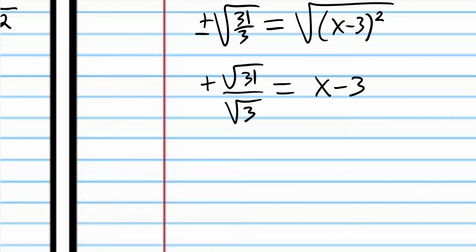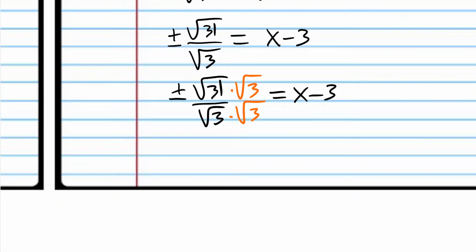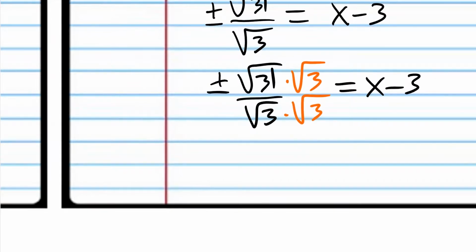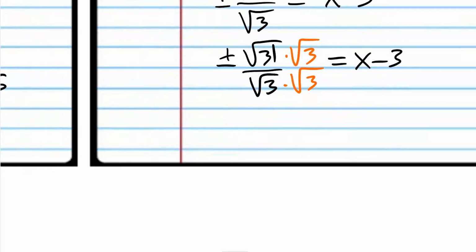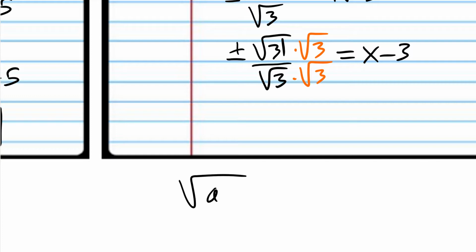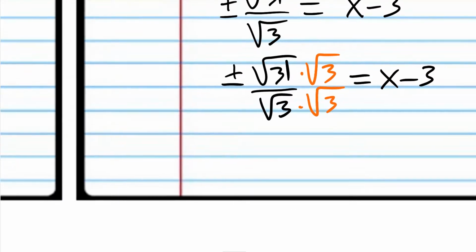And so we're going to have to multiply both sides by square root 3. And I'm just using a different color to show that we're doing something important to rationalize the denominator. So now we're going to use this principle, root a times root b is equal to root ab. So that would be root 3 times 31 is 93. And in the bottom we're just left with 3.